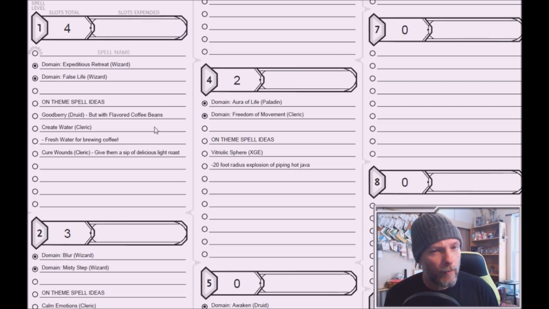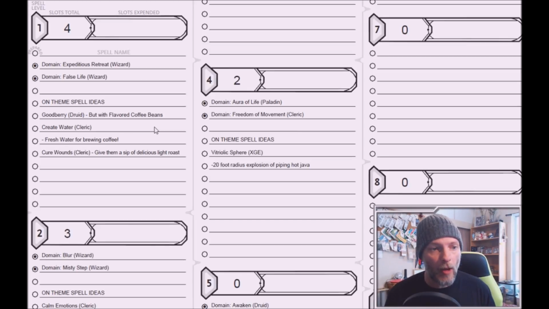And again, we previously went over the domain spells, so now what I'd like to provide is just some ideas of what spells could be on theme as far as our coffee domain. So we've already got Expeditious Retreat and False Life at 1st level. Those are always prepared. So a few more that I suggest are Goodberry. That's a druid spell. And instead of berries, they could be coffee beans. So coffee beans that heal 1 point of damage for each one eaten.